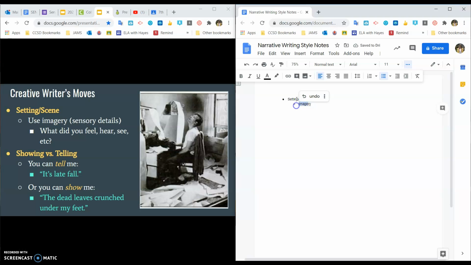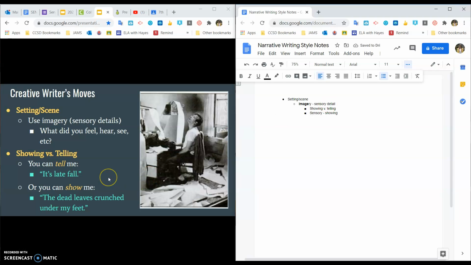And so the key word here in imagery is this word image. Our imagery has to do with our sensory details. You know what your 5 senses are. And so the sensory detail is going to be the difference between showing or telling. Your sensory details are what makes the showing.